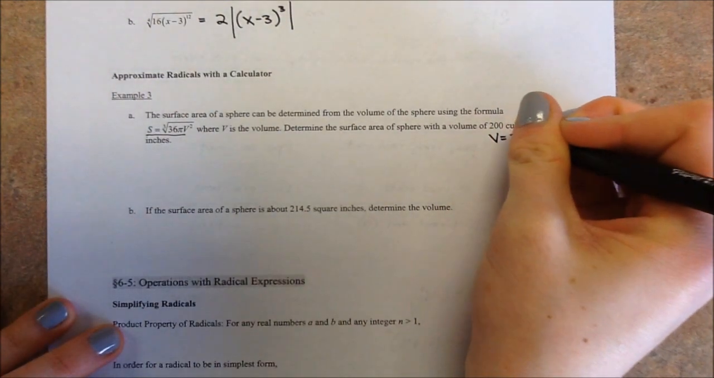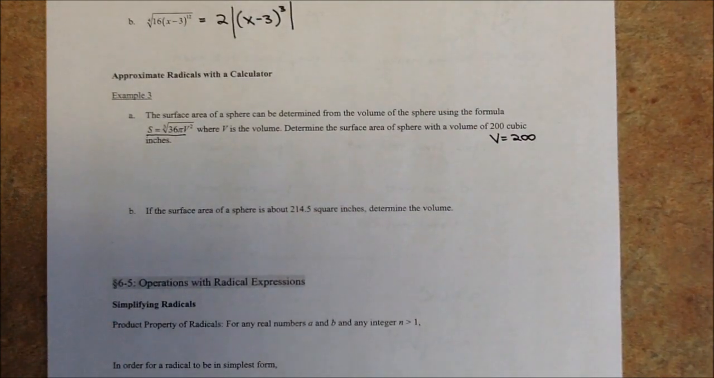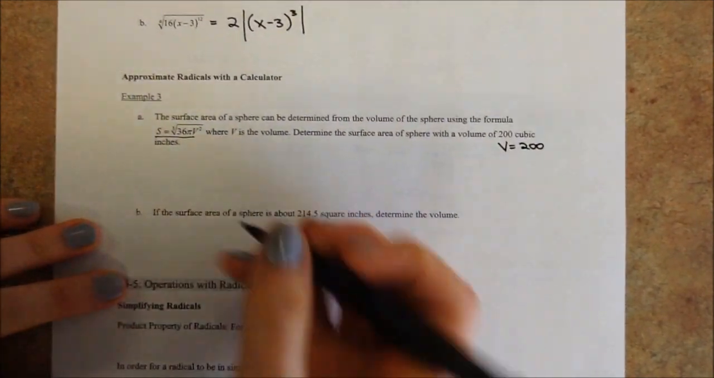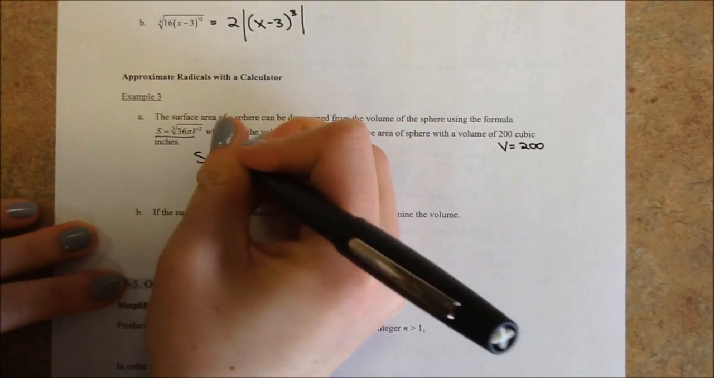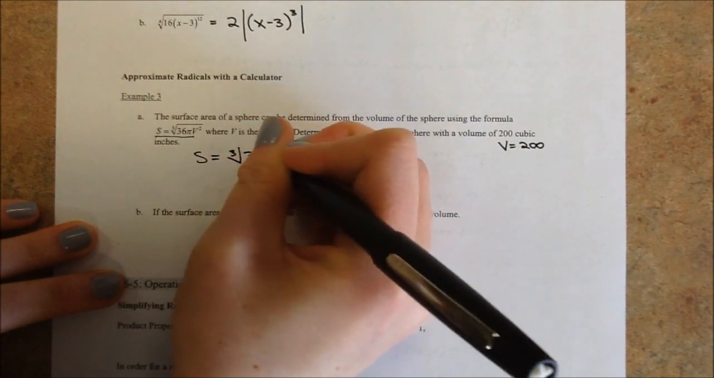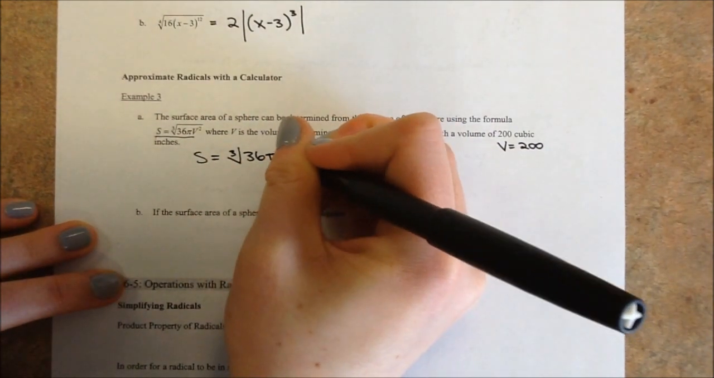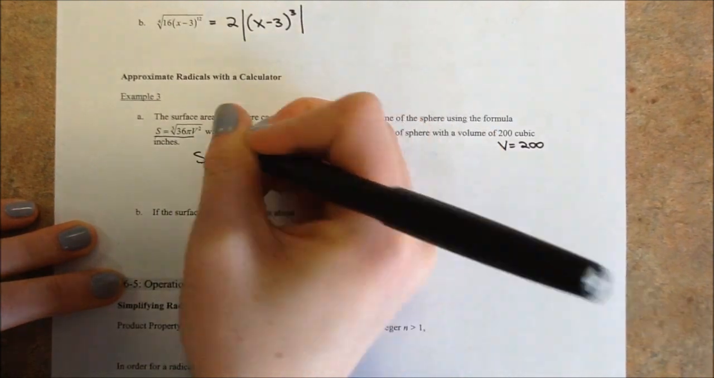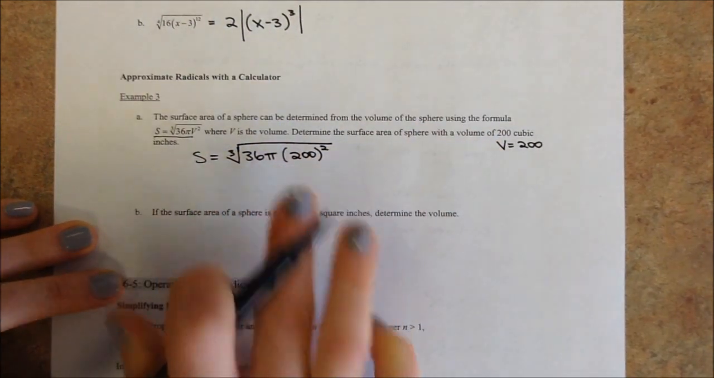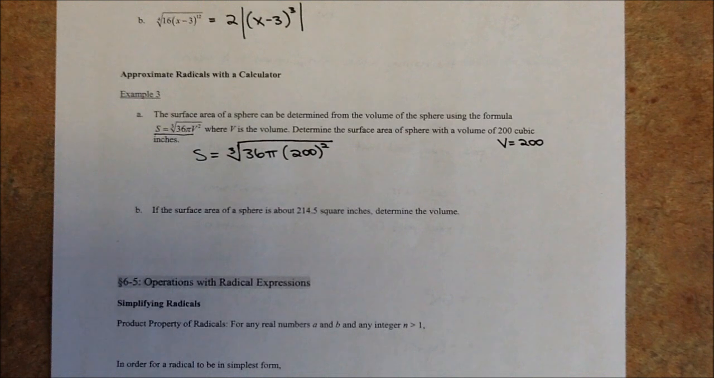So we're plugging in 200 for V, and we're just going to simplify it as much as we can. We're going to take this formula, S equals the cube root of 36 pi V squared, and I'm going to plug in 200 squared. There's not much that we need to do beyond that point for this first part.